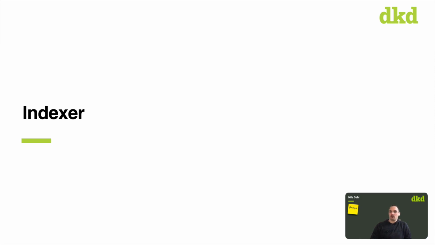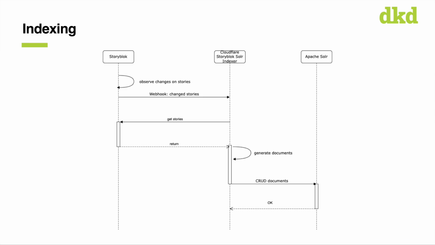Next, we want to look into how we get our data from Storyblok into our Solr search index. And for that, we use our indexer script. So let's look into how this works. We have Storyblok, and on Storyblok, we observe changes on our content stories, and when a change occurs, a webhook is triggered, which sends the information of the changed stories to our Cloudflare Storyblok Solr indexer. The indexer gets the content of those stories by requesting all the details of these stories from Storyblok, and then generates a document which we can index in Apache Solr.